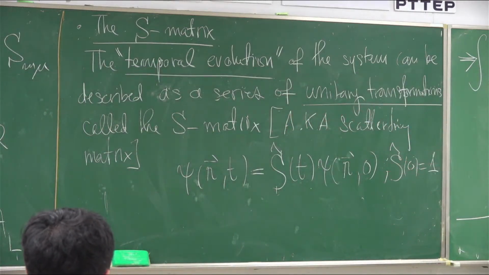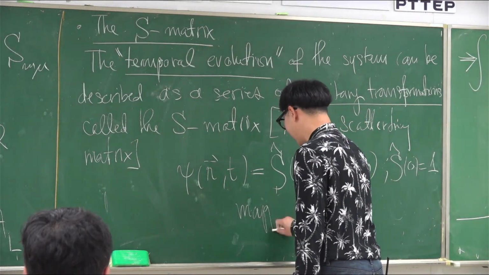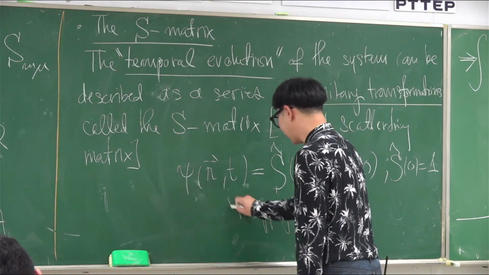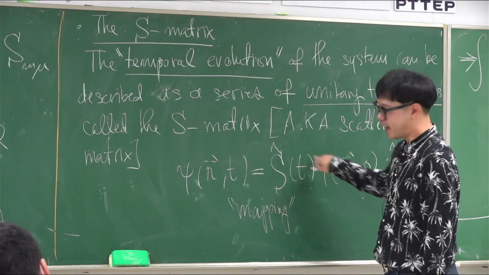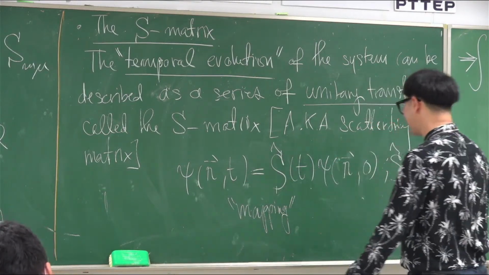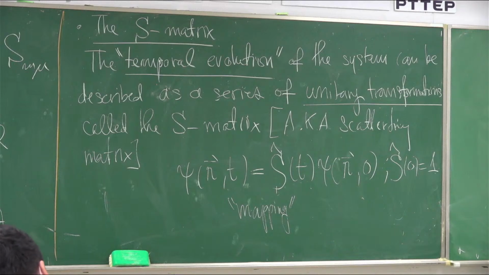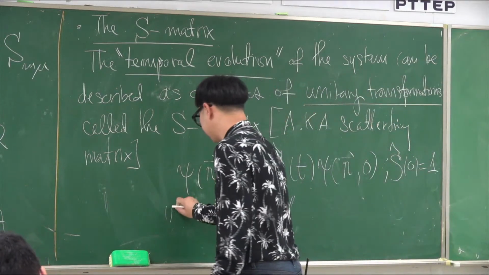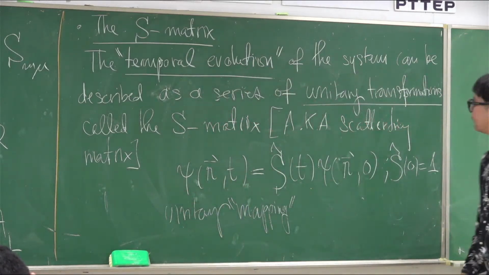Okay, so we start with this mapping. You can look at this as a mapping. This operator acted on this state, and you get the new one at later time t. So it's nothing but the map. And this map has to be a unitary map.